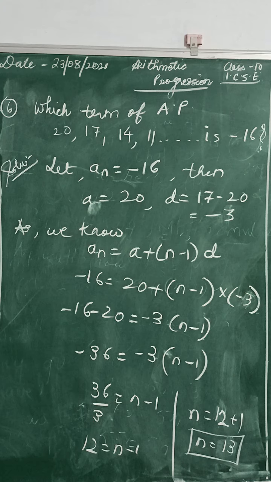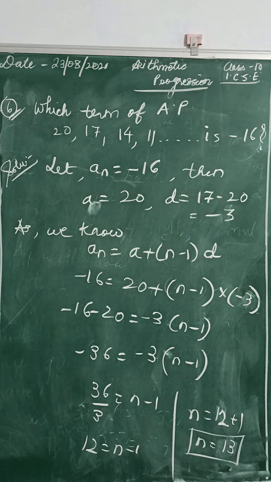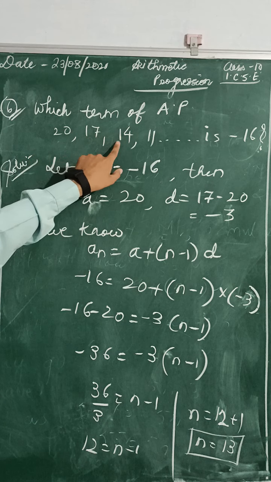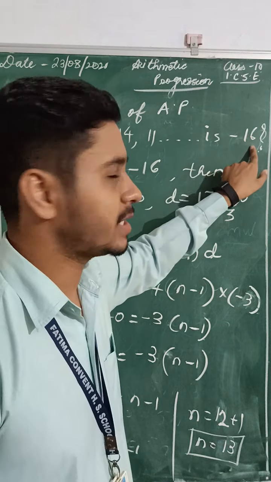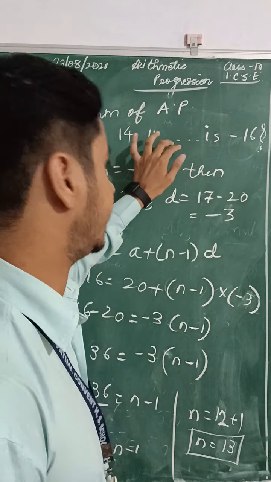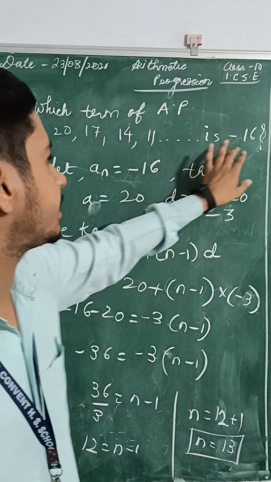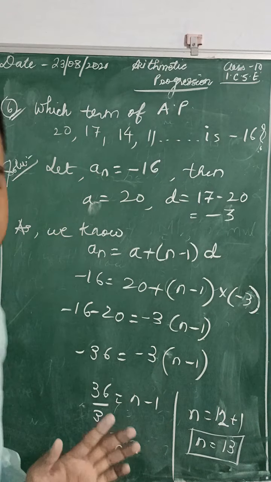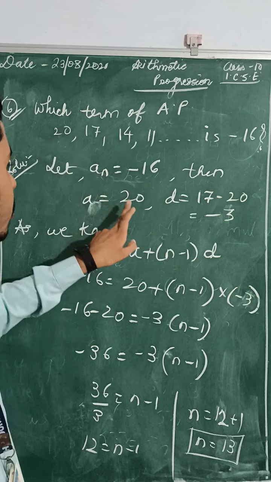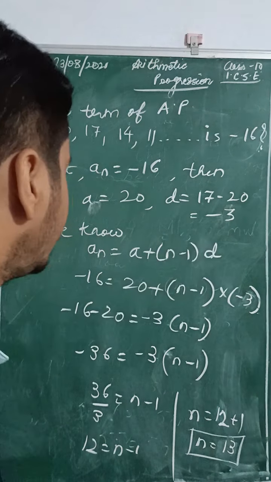Okay, now let's come to the next question. I am taking the 6th question; the 5th will be homework. The question is: which term of the AP 20, 17, 14, 11 is minus 16? In this series, what is the position of minus 16? That we have to detect. Again, let us consider this term to be the nth term, that is an is equal to minus 16. Then a will be equal to 20. What will be d? Second term minus first term, 17 minus 20, minus 3.